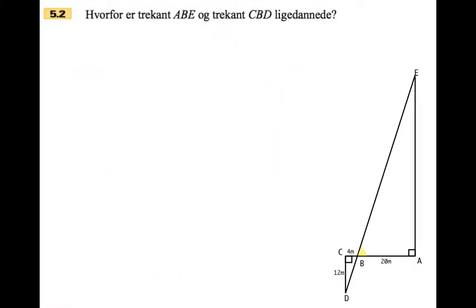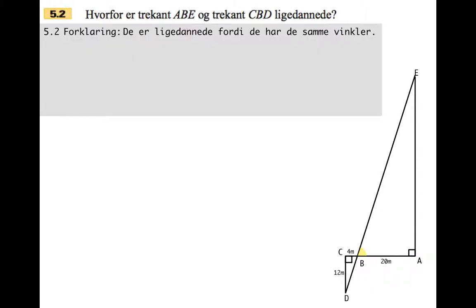Question 5.2. Why are triangles ABE and CBD similar? Okay, so if two things are similar, that basically means that they have the same shape, but they don't have to be the same size. So they are similar because they've got the same angles, essentially.